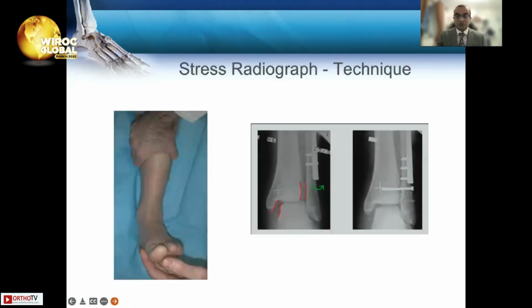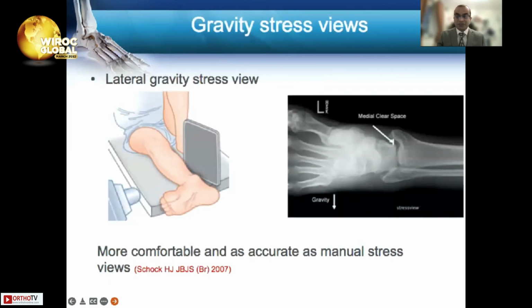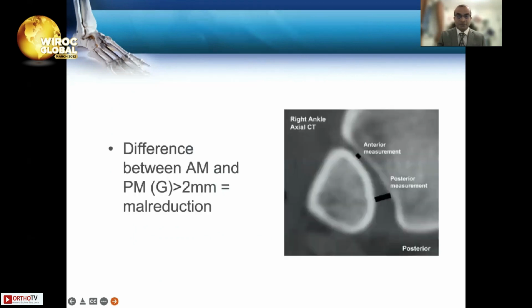Now, in subtle instabilities, you can use an external rotation stress test as demonstrated on the picture on the left, which will show an increase in the medial space between the medial malleolus and the talus and lateral talus shift. You can use the lateral gravity stress views, where it's much more comfortable for the patient and it seems to be as accurate as the manual external rotation stress view.